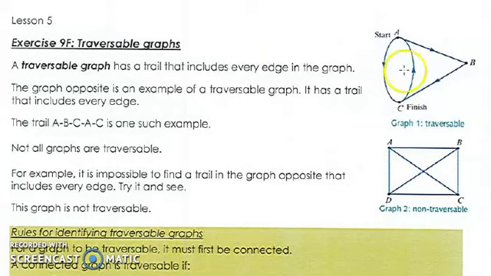It includes every edge, and there are different ways I can go from A to C, back to A, then to B, then to C. That's okay. Now, this is an example of a traversable graph.